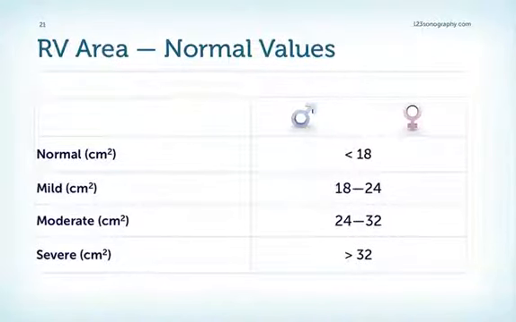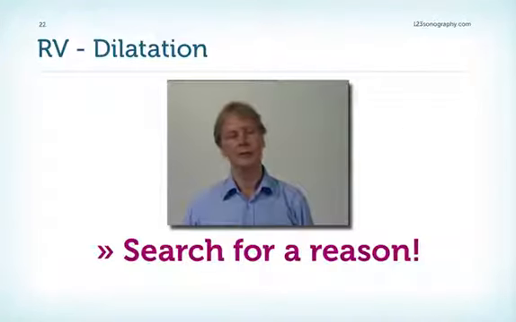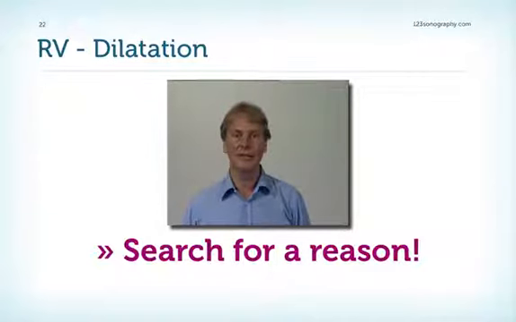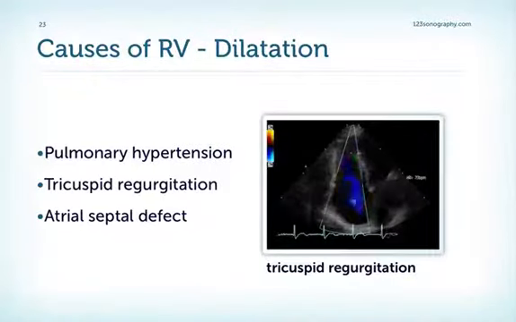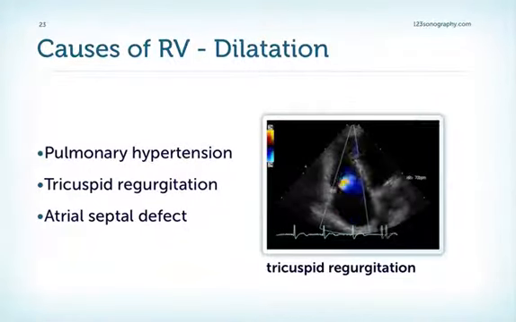The normal values, below 18, above 32 would denote a severely dilated right ventricle. What I find so important is that if you really have an enlarged right ventricle, you have to find a reason for this dilatation. Of course, you also must consider that maybe you just overestimated the size of the right ventricle and that there is some pitfall that led you to measure a too large right ventricle. So what are the potential causes of right ventricular dilatation?